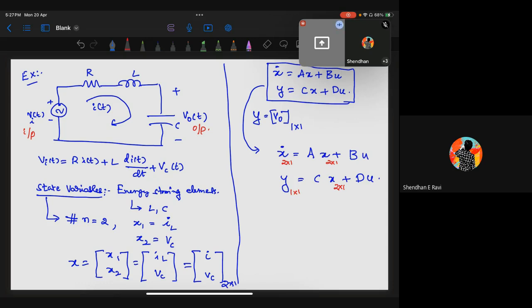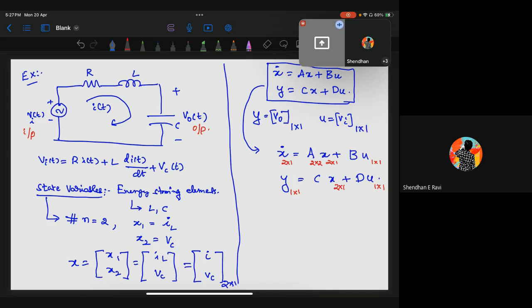Anyone tell me? It should be... What is the input we have? Input U is nothing but Vi of t. So that is also 1 by 1. Correct? Now tell me the sizes of A, B, C, D. Anyone? A will be 2 by 2. Correct?